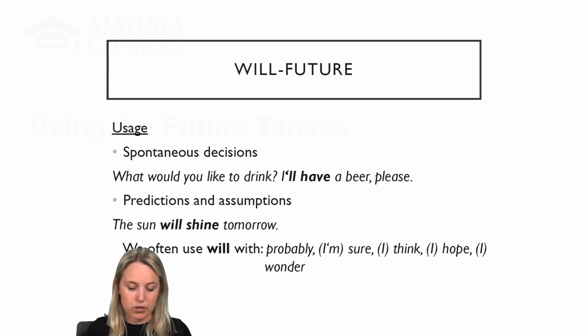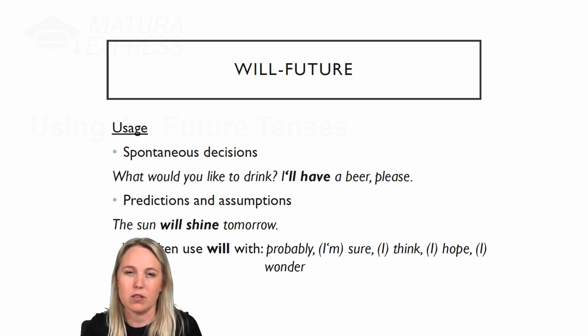You also use the will future for predictions and assumptions. So the sun will shine tomorrow. You can't be that sure about it, about weather. So it's more like a prediction, a weather prediction.